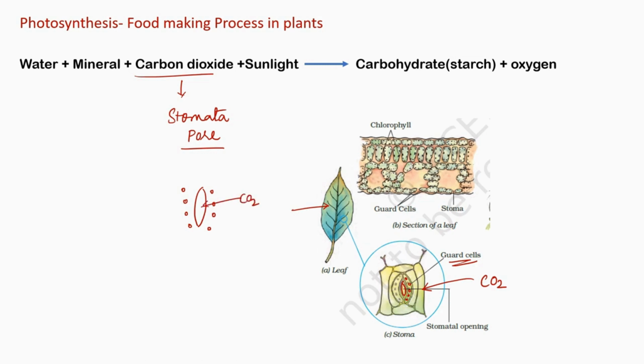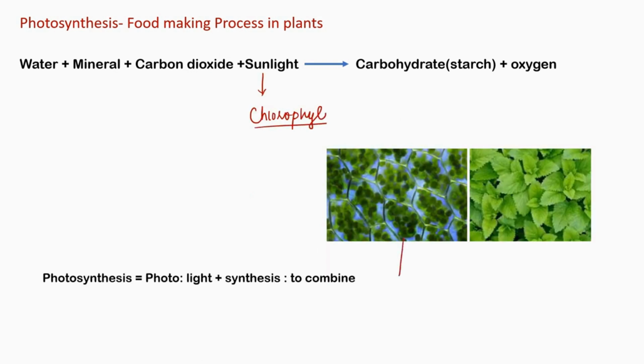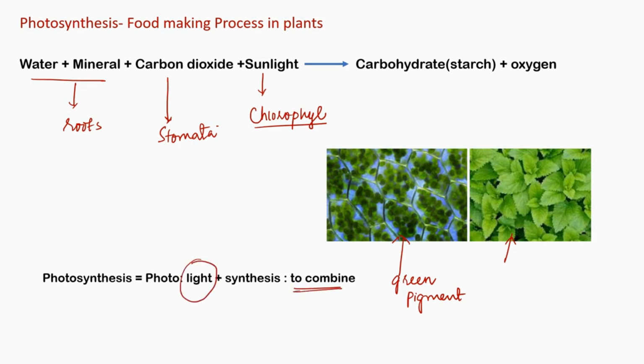Now chlorophyll is a green pigment, as you can see in the picture, and this green color pigment will absorb the sunlight from nature, and they are using it to make starch and oxygen. Now photo means light and synthesis means to combine. With the help of light, they are combining all these simple substances. What are the simple substances? Simple substances means water, minerals, carbon dioxide. They are combining and they are making food. And that is our photosynthesis.